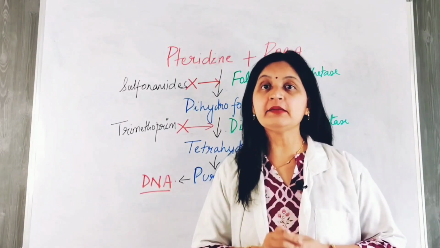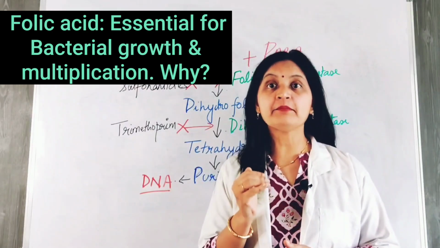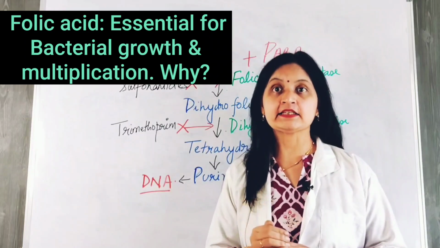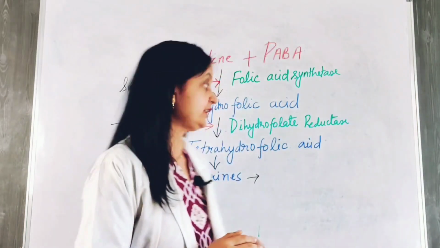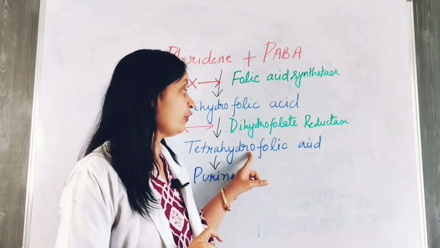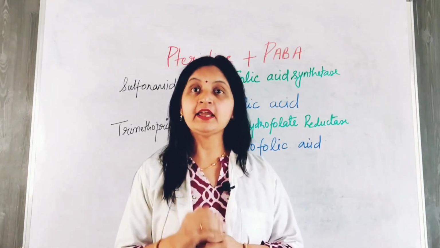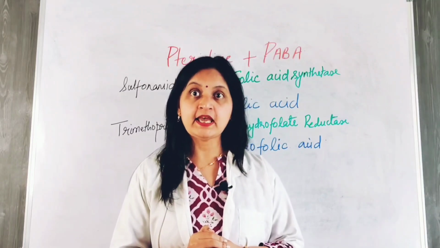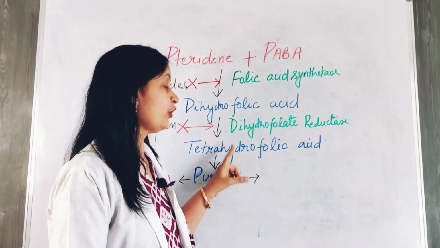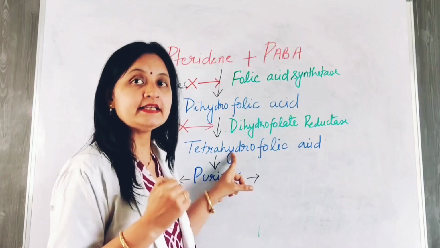Next, we move on to the antibacterial action of sulfonamides. The sulfonamides act by inhibiting the growth and multiplication of the bacteria. So it does so by inhibiting the folic acid synthesis. The active form of folic acid is tetrahydrofolic acid, also known as folinic acid. So tetrahydrofolic acid is required for the synthesis of nucleic acids, that is DNA, RNA. It is required for the synthesis of proteins and the growth and multiplication of bacteria. So by inhibiting the tetrahydrofolic acid, the growth and multiplication of bacteria by the sulfonamides is inhibited.